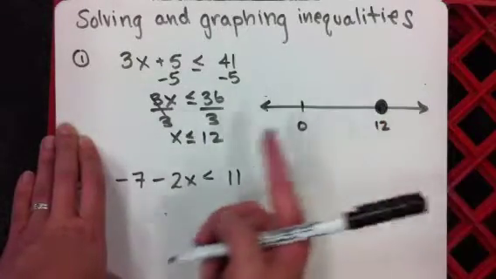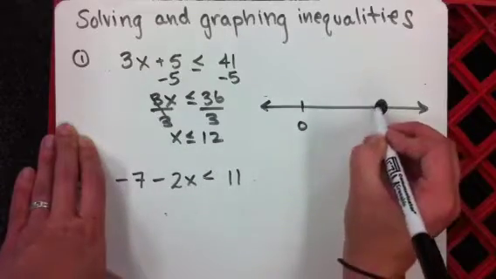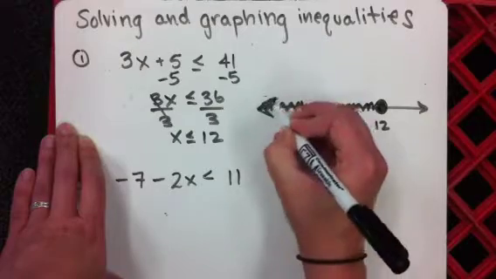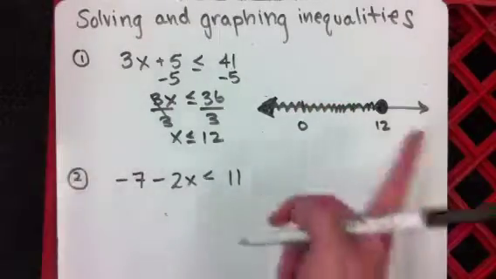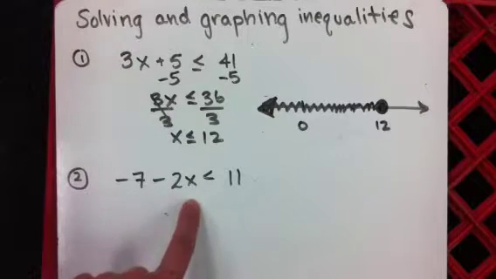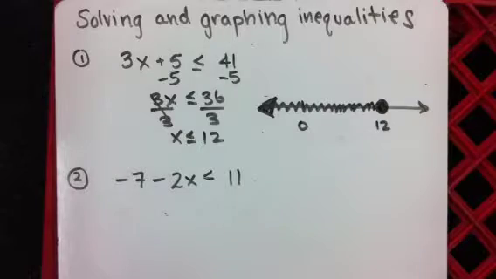So I want to graph numbers that are less than 12. So I'm going to shade or squiggle on this side of 12, and make a bold arrow at the end so that I know it's continuing in this direction. The next problem says -7 minus 2x is less than 11.